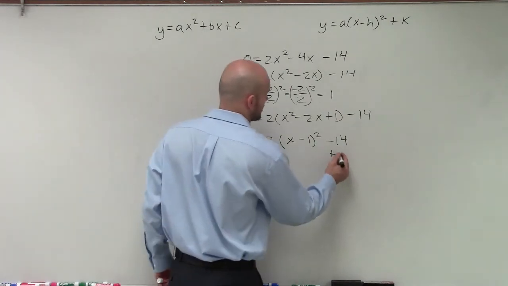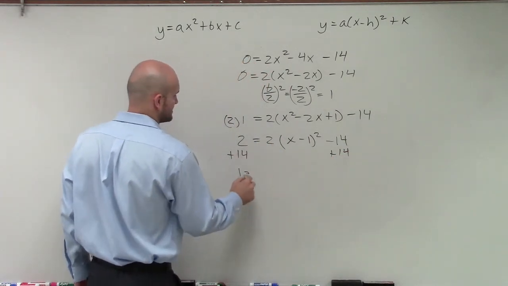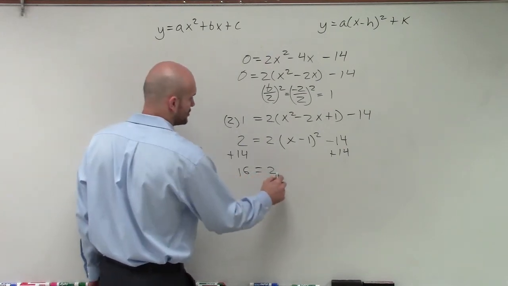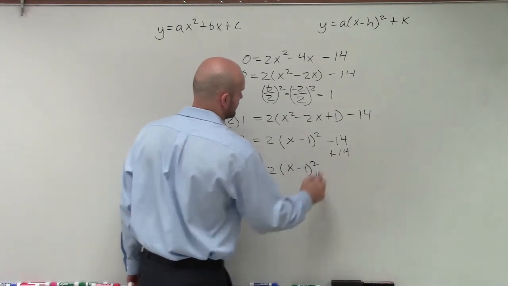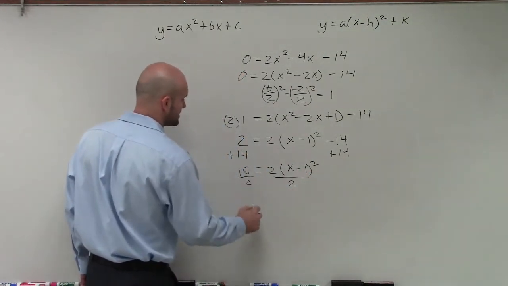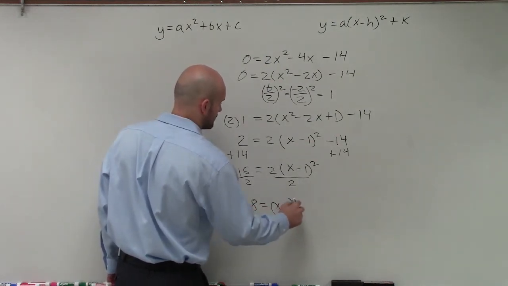So what I'll do here is I'll add 14. And therefore, I get 16 equals 2 times x minus 1 squared. Now, I'll apply my next inverse operation. I'll divide by 2 on both sides. So I get 8 equals x minus 1 squared.